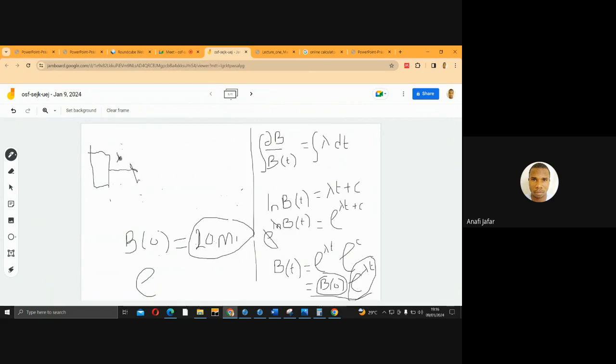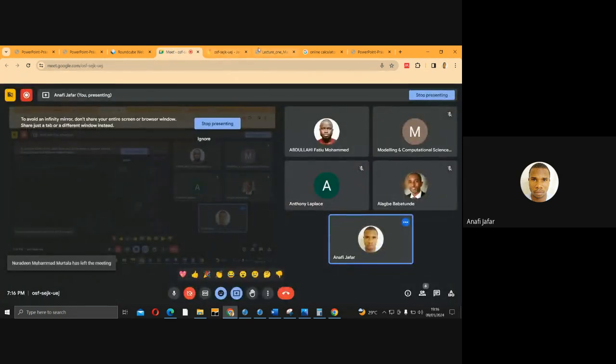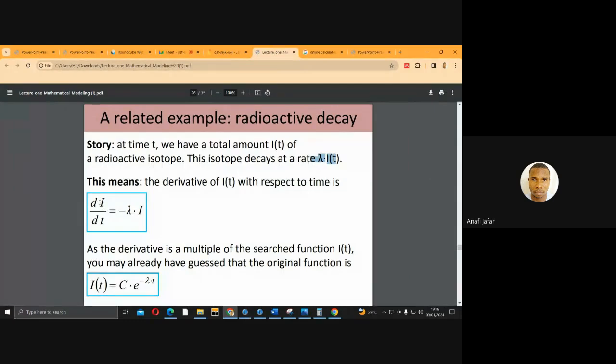lambda I t, yeah, this is the rate of decay. So decay means a minus. That's what it means. So when you get the differential equation of this, that's why you get this guy. The change in I with respect to change in t, you have minus of this.